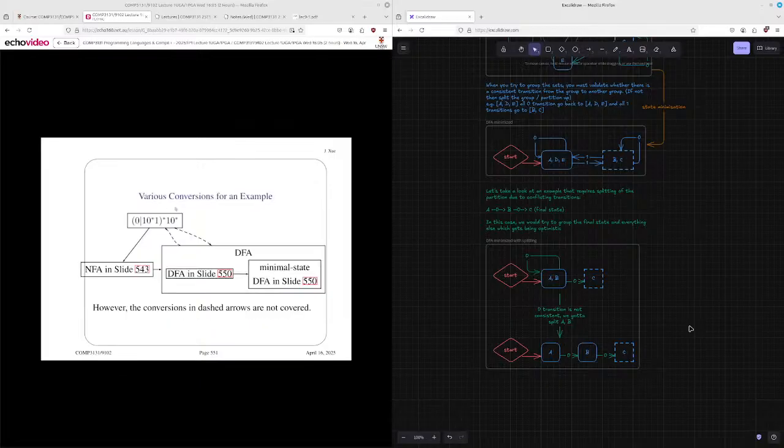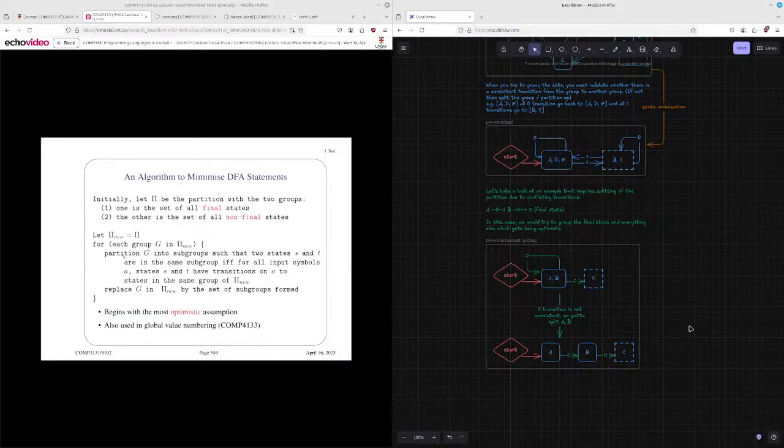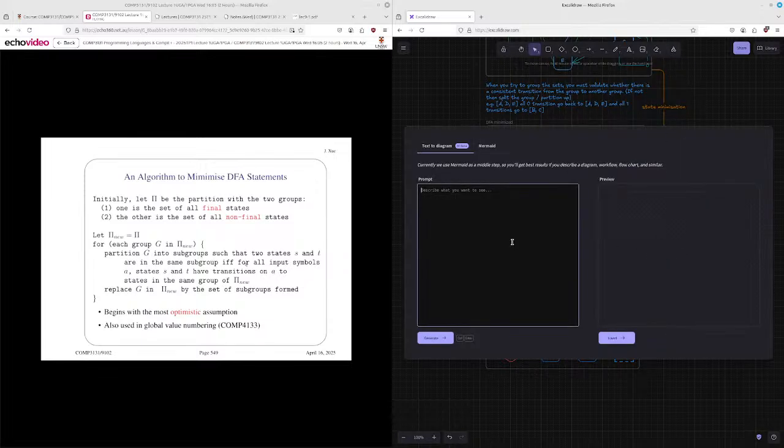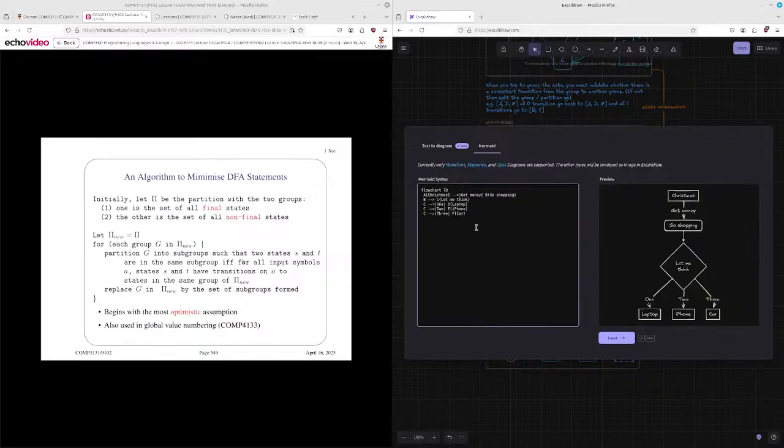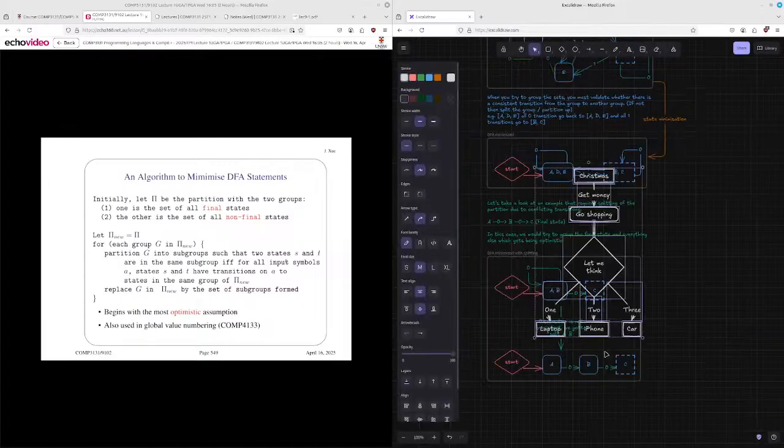Okay, just to summarize, this is a slide. Yes. While loop. For each group in the partition, there is a loop for all input symbols. It's like a hidden loop.